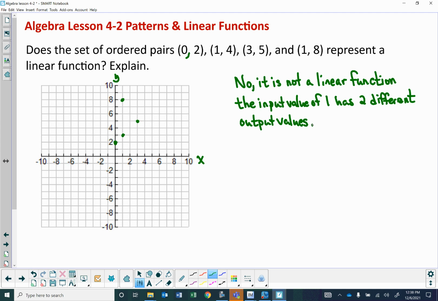So you can look at something, you can graph it. Once you've graphed it, you can look at it and say, hey, can I draw one straight line that will go through all of these points? No, I cannot. And if I cannot, then it is not a linear function.